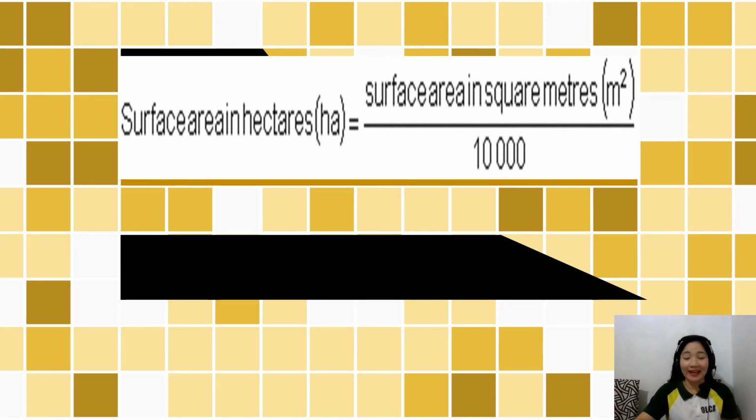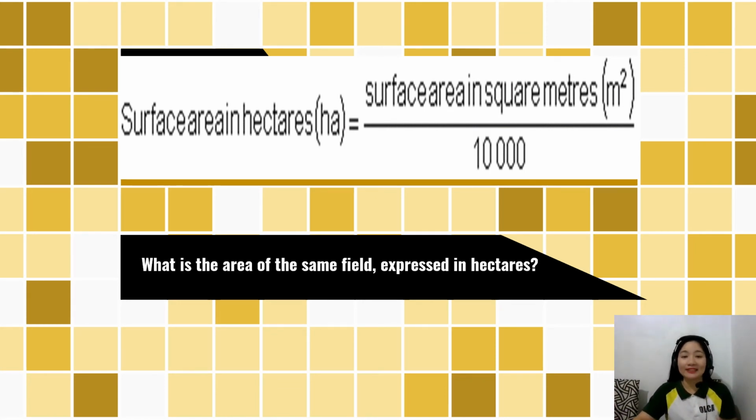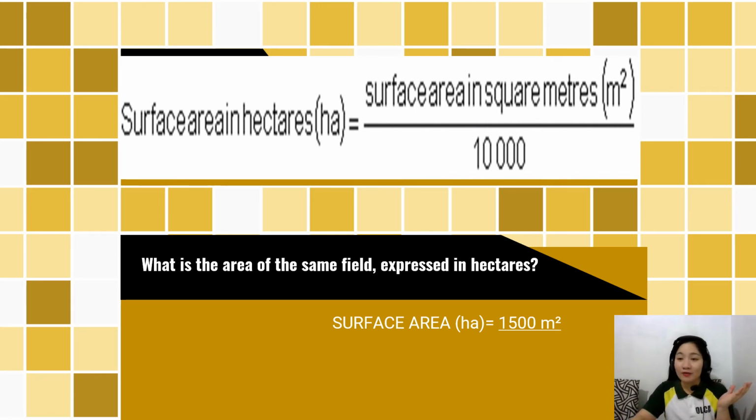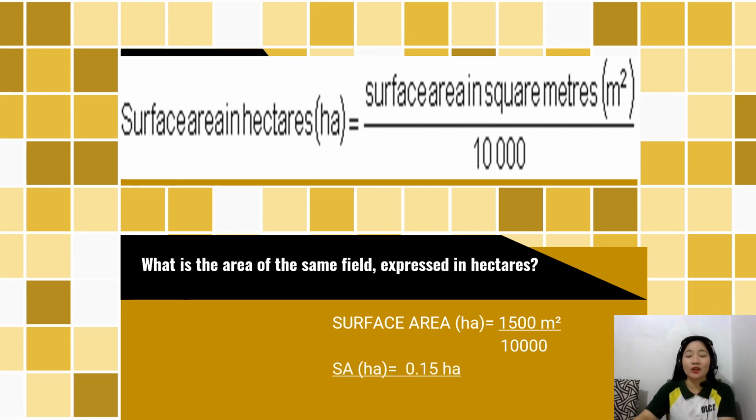So the surface area in hectares, class, for example, what is the area of the same field expressed in hectares? The one that I have given you earlier, which is the rectangular shaped field. It has a surface area of 1,500 meters squared. So let's convert it into hectares. All you have to do is to divide the surface area in square meters by 10,000 meters squared. So you'll get 0.15 hectares.